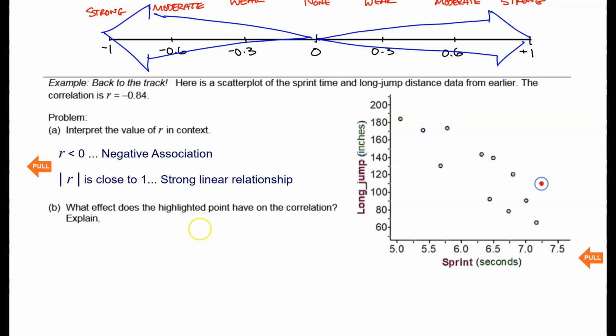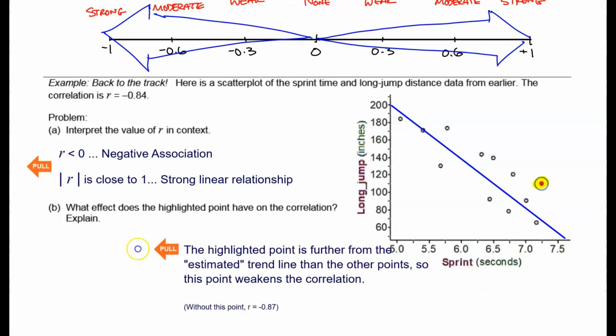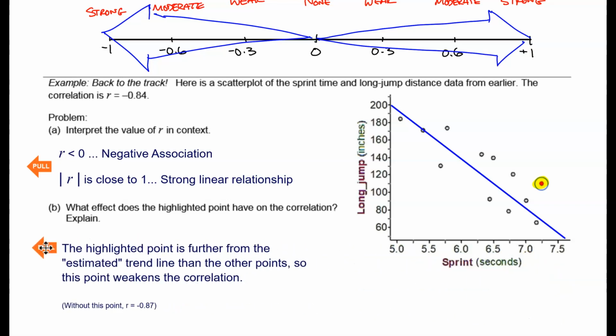In part B, it says, what effect does the highlighted point have on the correlation? And explain. So let's go ahead, here it's in red, and now I'll highlight that in yellow. It appears to me that if I were to sketch what you might call a trend line in here, I might sketch a line that looks like that. And that highlighted point appears to be furthest from the trend line of all the other ones.